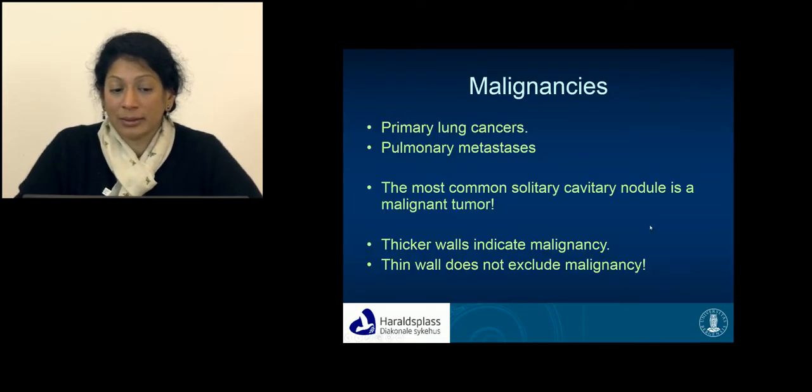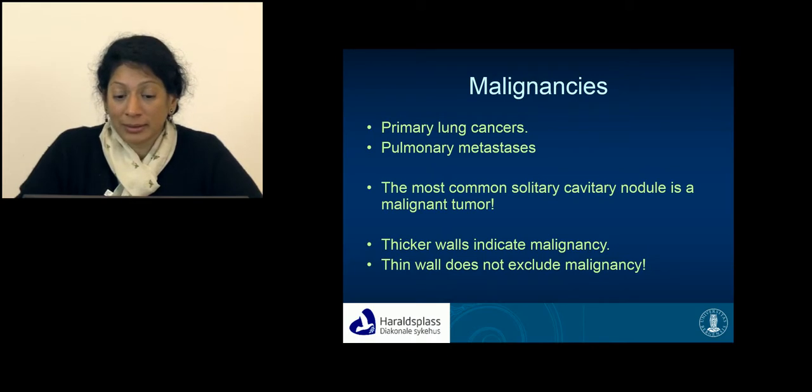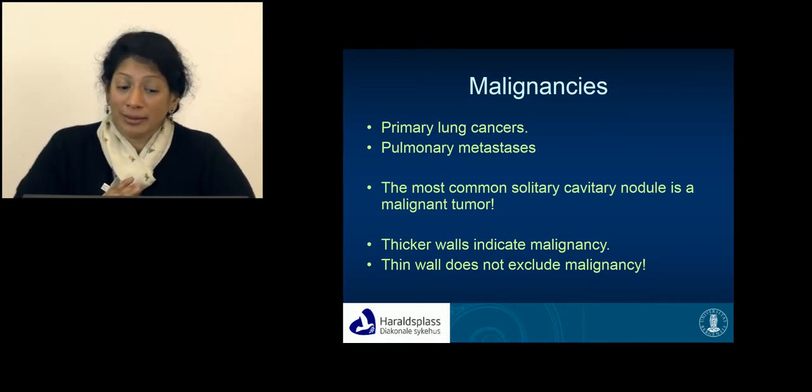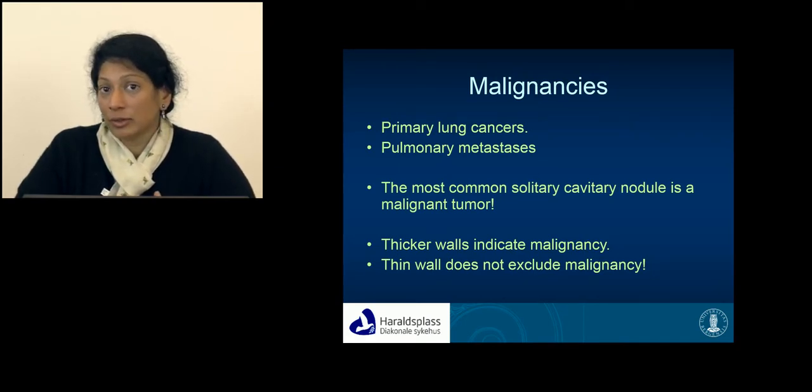So malignancies, there are two types, of course, the primary and the metastasis. But you should remember that the most common solitary cavitary nodule is a malignant tumor. So if you see one solitary cavitary nodule, malignant tumor is always one of the differential diagnoses. We know that thicker walls, for instance over 24 millimeters, indicate malignancy. But you should remember that a thin wall does not exclude malignancy. You also have other findings like changes of the septae and changes of the interlobular septae, but this is not always seen in all tumors.